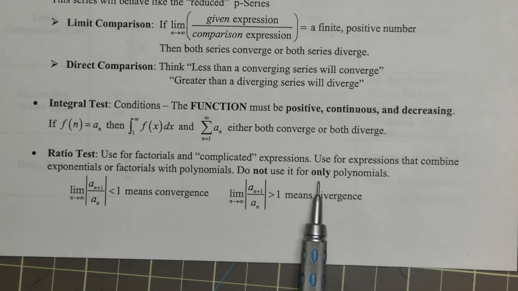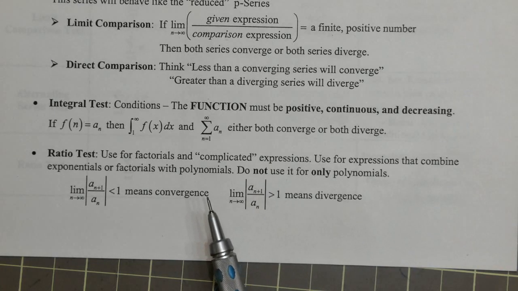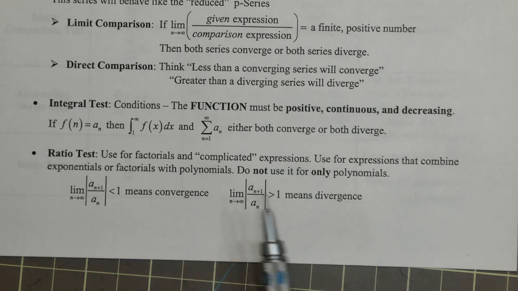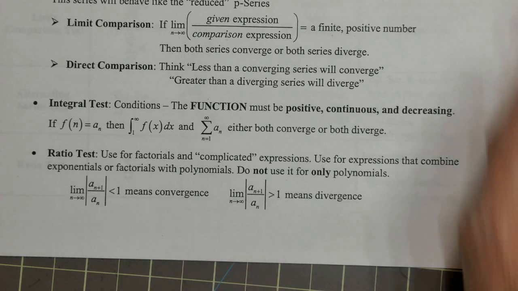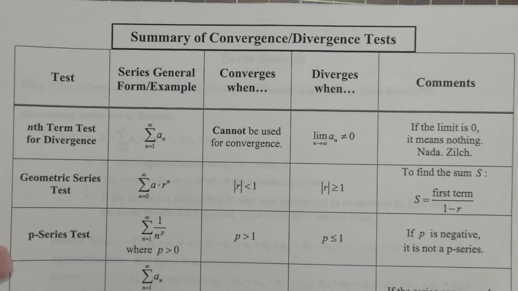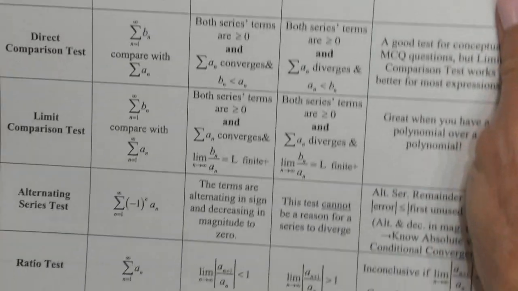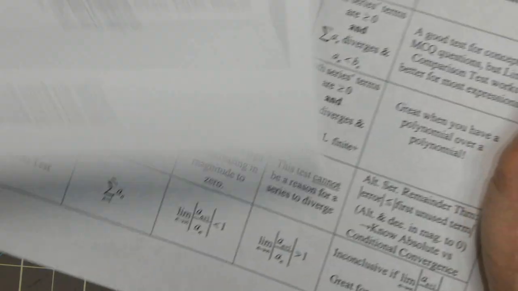You cannot use it on polynomials and only polynomials. It will not work. You'll get a limit of 1. So use it when you have exponentials, factorials, things like that. Alrighty. This next page in your notes here is just another table. It has a lot of what I just talked about.